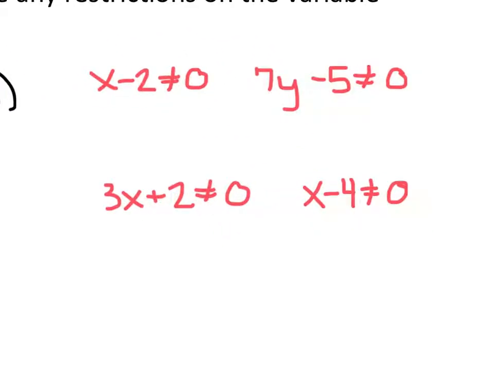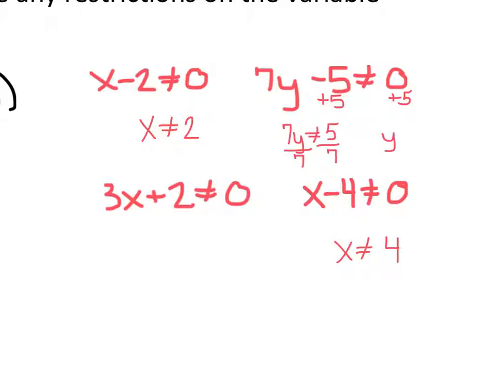All right, so let's figure out those. That one will be x can't equal 2. This one will be x can't equal 4. Now these other two, we're going to have to do some work. So add 5. So 7y cannot equal 5. Divide by 7, divide by 7. y cannot equal 5 over 7.